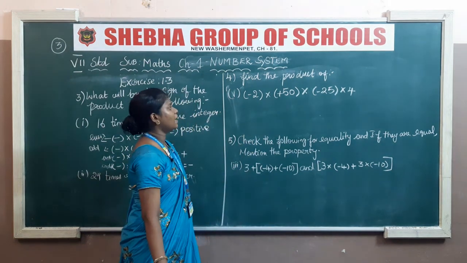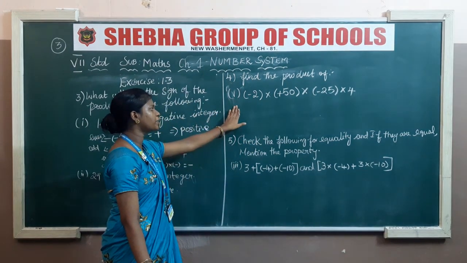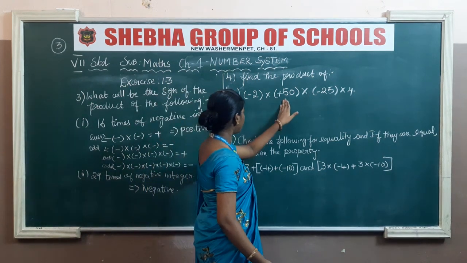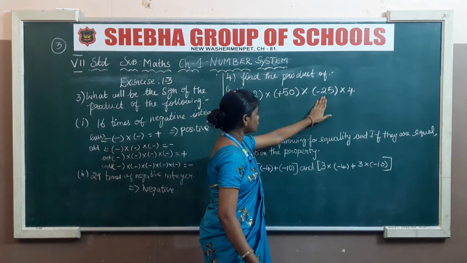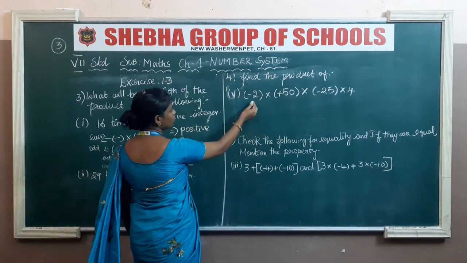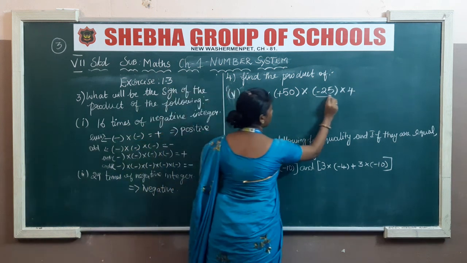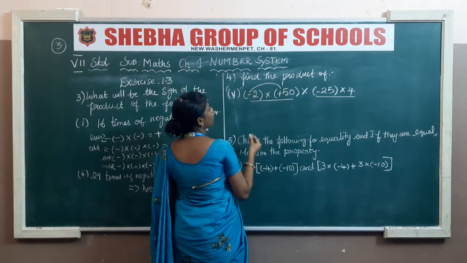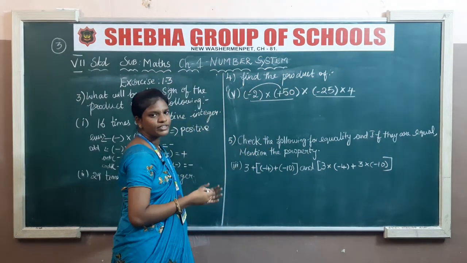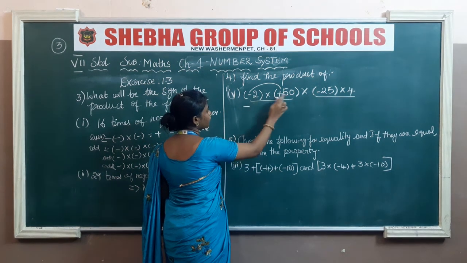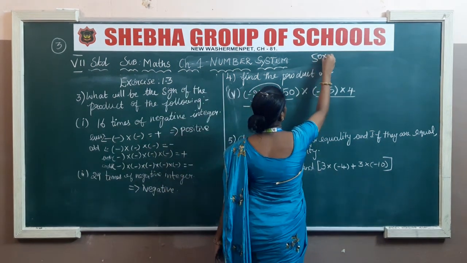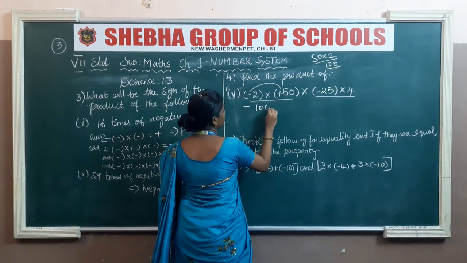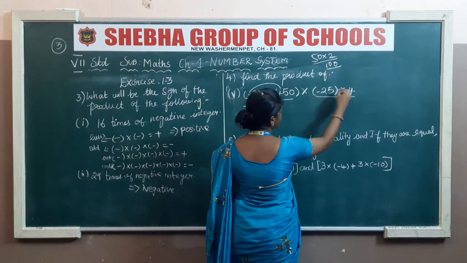Let's move to the fourth sum. Find the product: minus 2 into plus 50 into minus 25 into 4. We have to multiply this part and then the other parts. First, minus into plus is minus because of different signs. So minus 2 into 50: 2 zeros are 0, 2 fives are 10. So the value is 100 into 25 into 4.